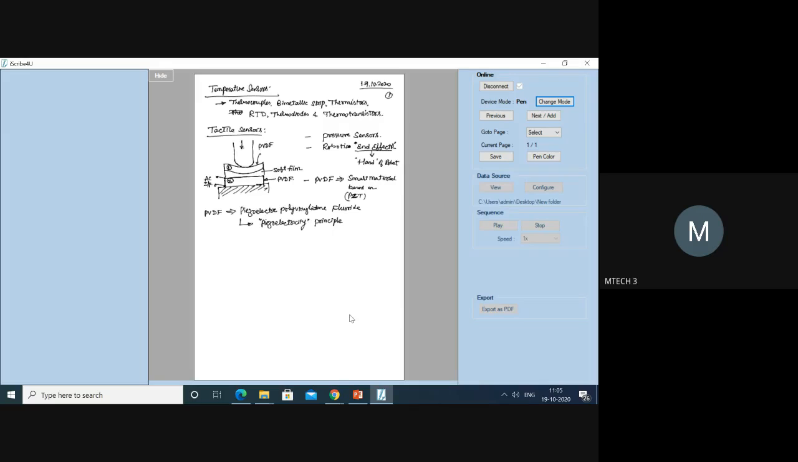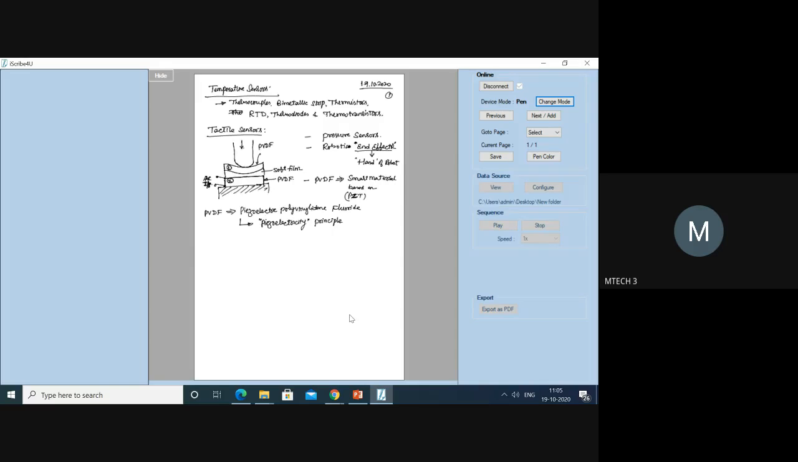Now just observe this PVDF. To the lower PVDF, what have I given now? I have given alternating current as the input. Now what is going to happen to this PVDF?